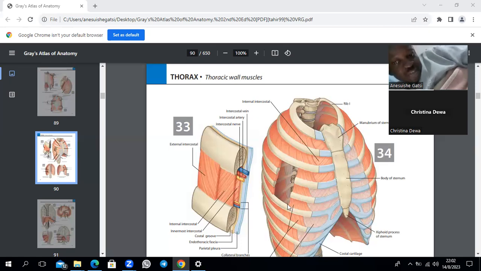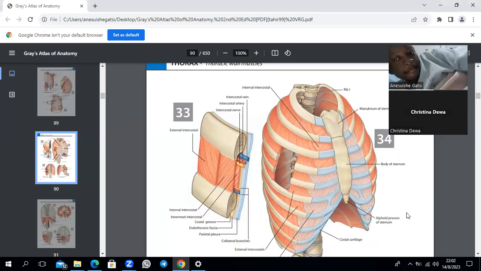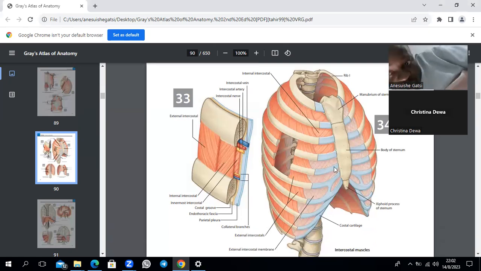But there are things that I want you guys to see. The external intercostal muscle does not reach the sternum. So it ends somewhere here, closer to the costochondral joint. Then it's replaced by this membrane going towards the sternum. This membrane, we call it the external intercostal membrane. Other books will call it the anterior intercostal membrane. So external intercostal membrane replaces the fibers of the external intercostal muscle as you reach the sternum.